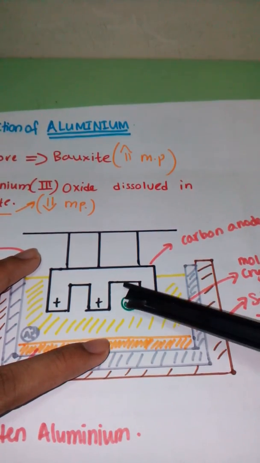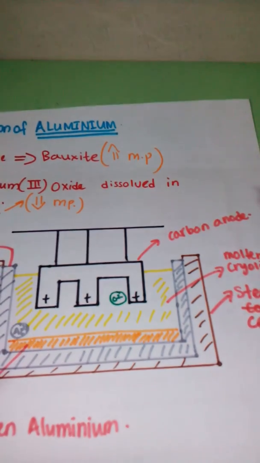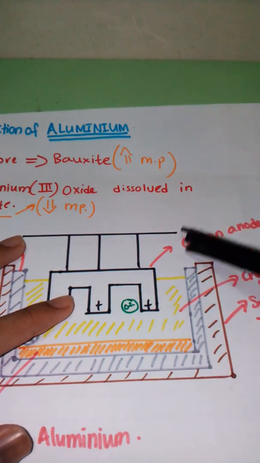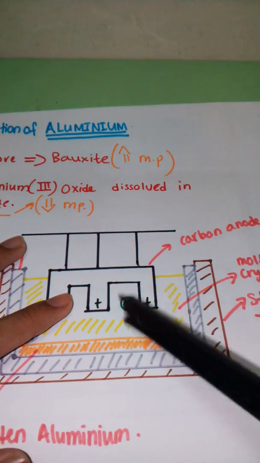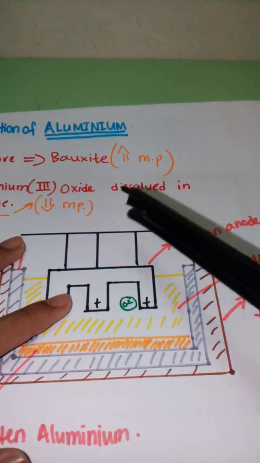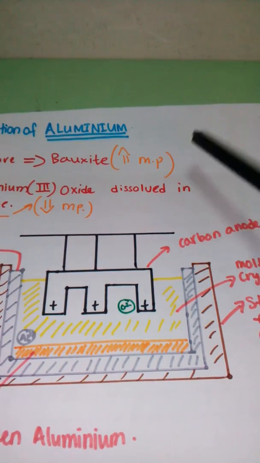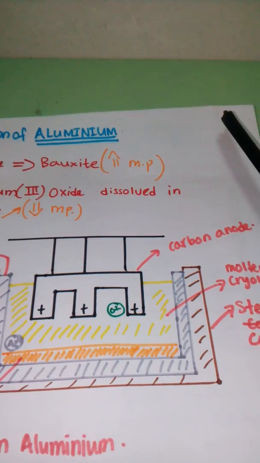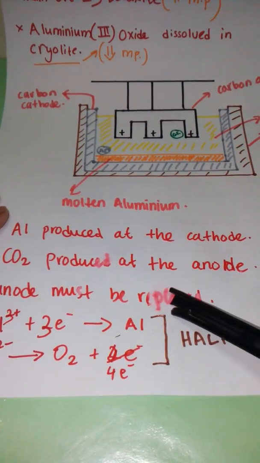Now the O2- will discharge at the carbon anode, but it won't just discharge normally. We're using carbon anodes, so the carbon in the anode will react with the oxygen to form carbon dioxide. Therefore, we can conclude that the anode must be replaced.